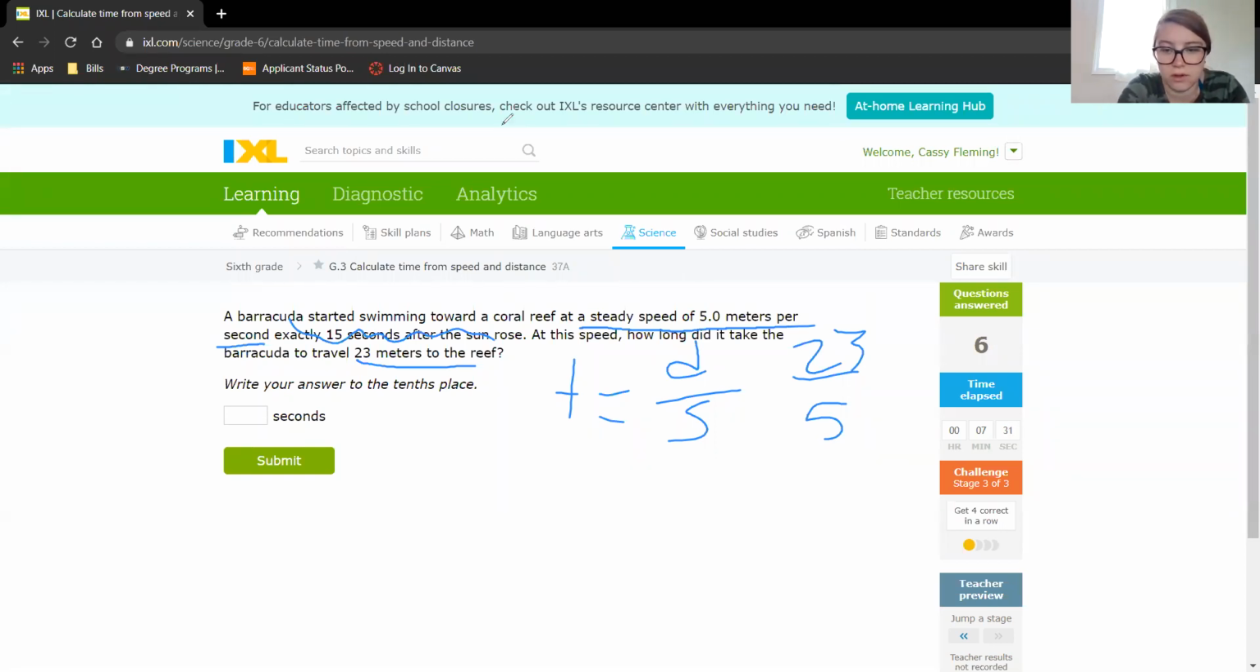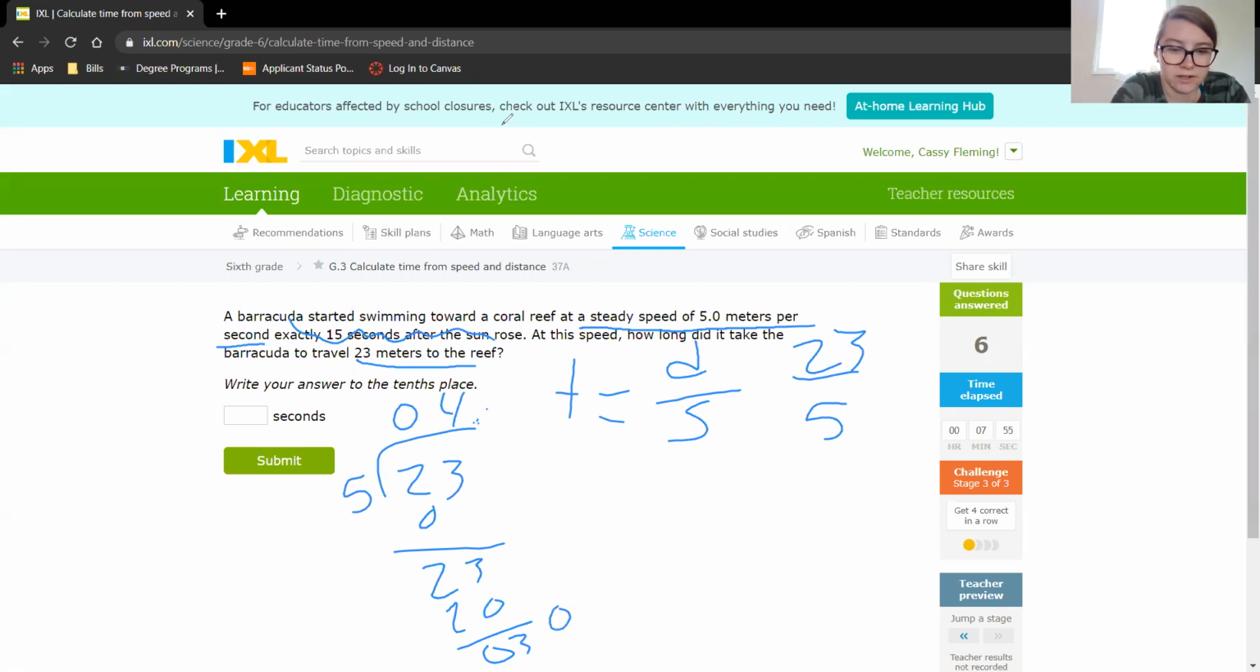I'll put it over here. 23 divided by 5. 5 goes into 2 zero times. Bring down the 2 and the 3. 5, 10, 15, 20. 5 times 4 is 20, leaving 3, 0. It's going to be a decimal point. Bring down an imaginary 0. 5 goes into 30 six times, 5 times 6 is 30. So our answer is 4.6.